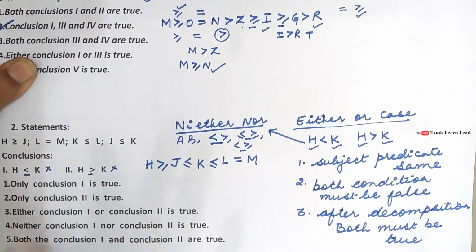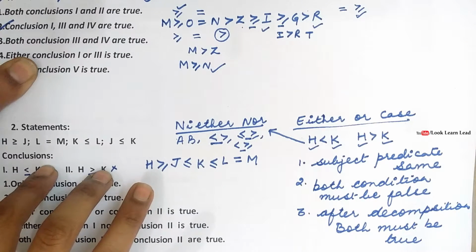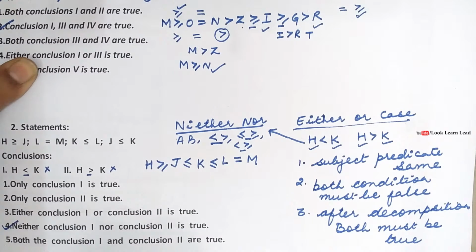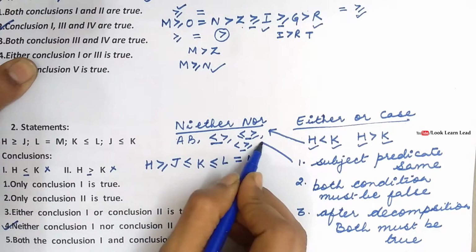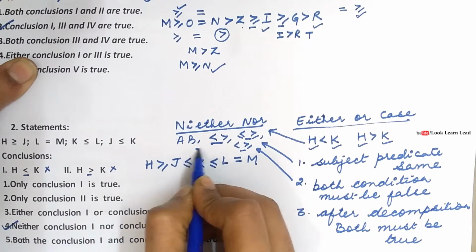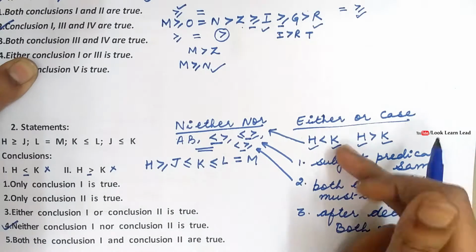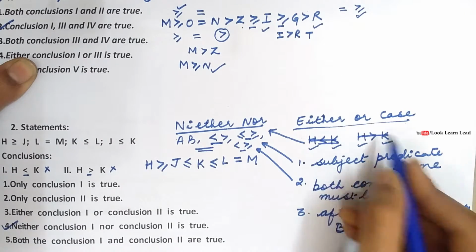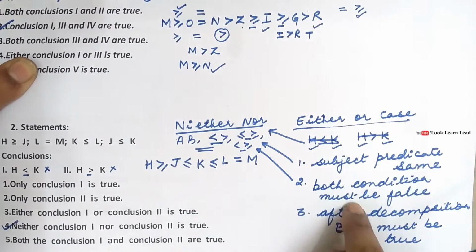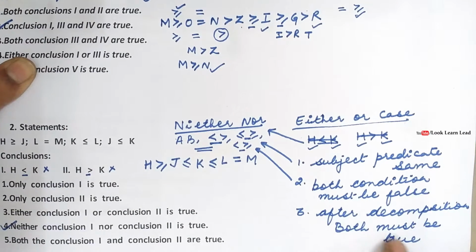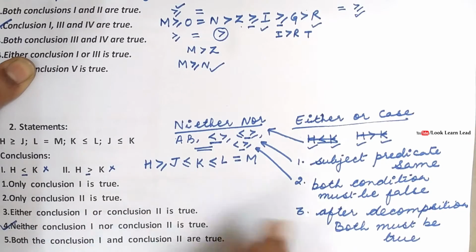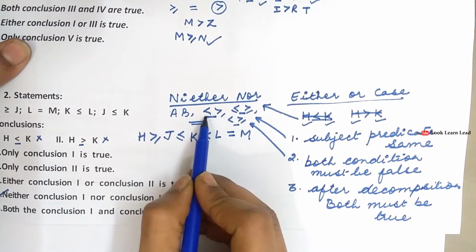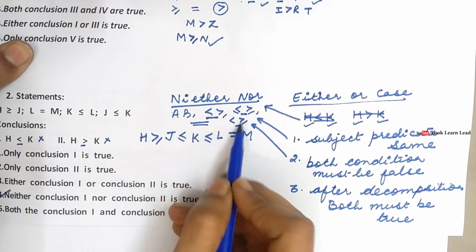Both are false. Okay. Now both are false. Subject and predicate are same. Both are false. And we have two symbols, greater than and less than. So it should be a neither nor case. Okay. For neither nor case, this condition plus this. For either or, these three conditions should be true. So we will see some questions of either or also, so must revise it. For either or case, what is the condition? Both subject and predicate must be same, both condition must be false, and after decomposition both condition must be true. You should remember this. Okay. For neither nor case, subject and predicate must be same, both condition must be false, and it should contain two opposite symbols. Okay, all the opposite symbols.